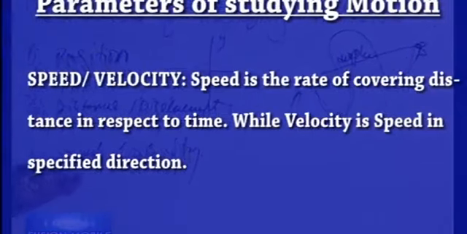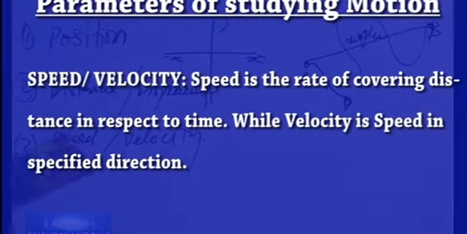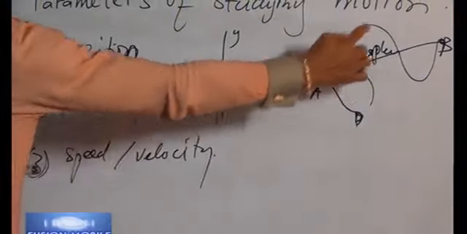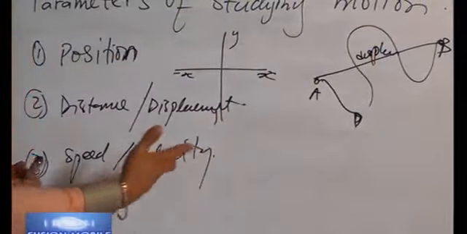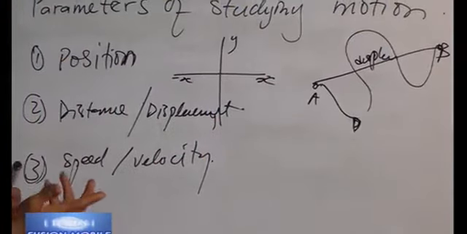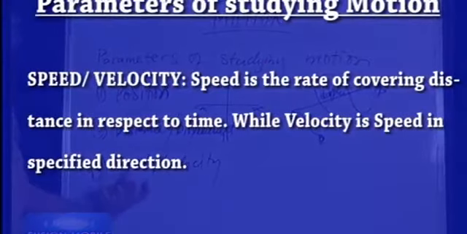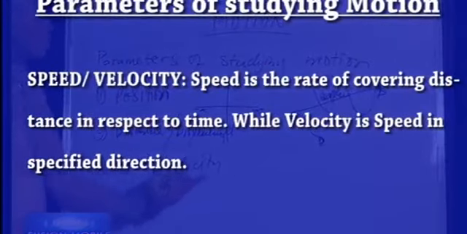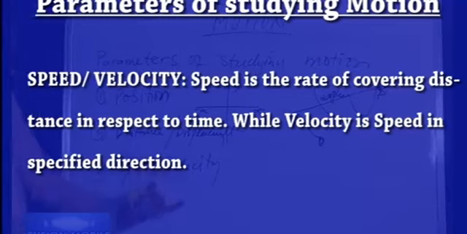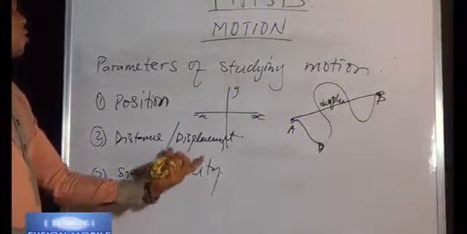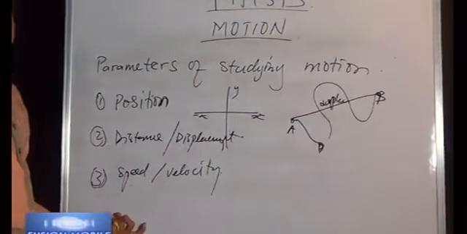Speed is the rate of covering distance with respect to time. Then Mr. A moved from A to B. At what time? 5 seconds, 5 minutes, 5 hours. The distance covered divided by the time given is what we call our speed, while velocity is speed in a specified direction. Someone else may define velocity as the rate of covering displacement with respect to time.